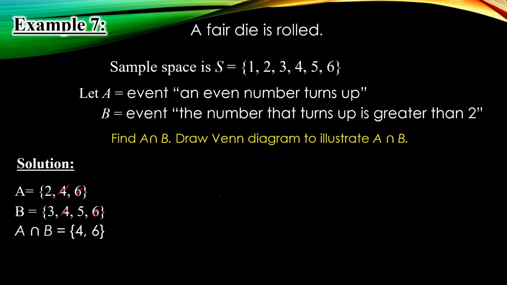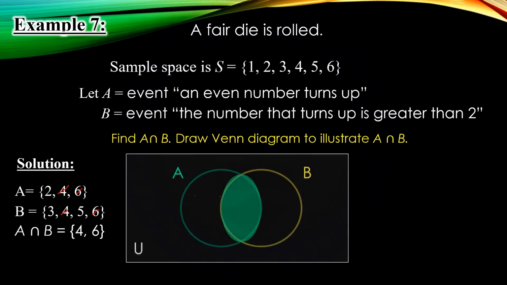For the illustration using Venn diagram, the center part region, which is this, is shaded since we are asked to illustrate A intersection B only. We put 4 and 6 at the intersection part because these elements or outcomes can be found in both events A and B. We put 2 here because it belongs to set A only, and we put 5 and 3 here because they belong to set B only.